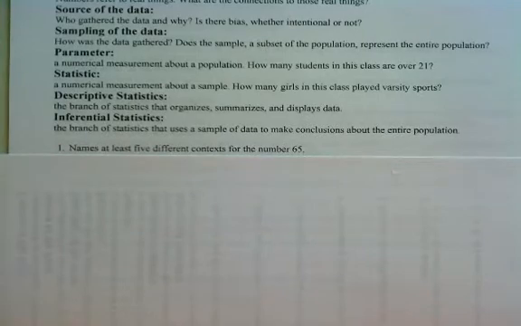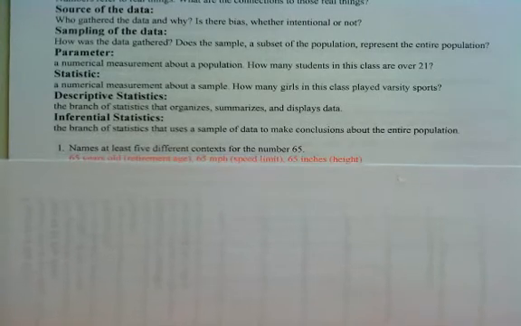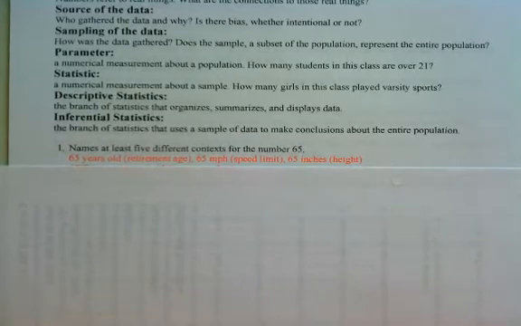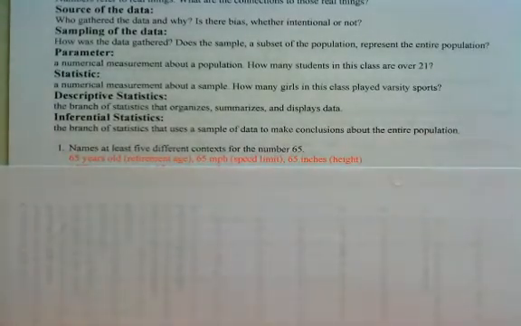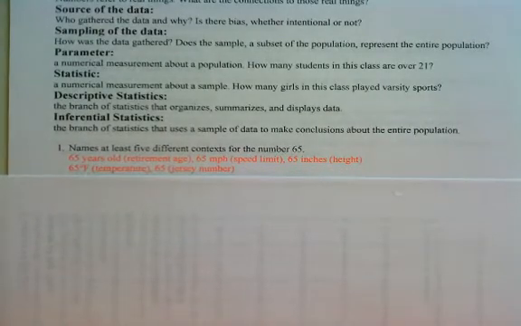So, first off, name at least 5 different contexts of the number 65. In other words, 65 what? Well, we could be talking about 65 years old, which, retirement age. We could be talking about 65 miles per hour, speed limit, 65 inches, how tall something is, 65 degrees, which is temperature, or 65, which is a Jersey number.